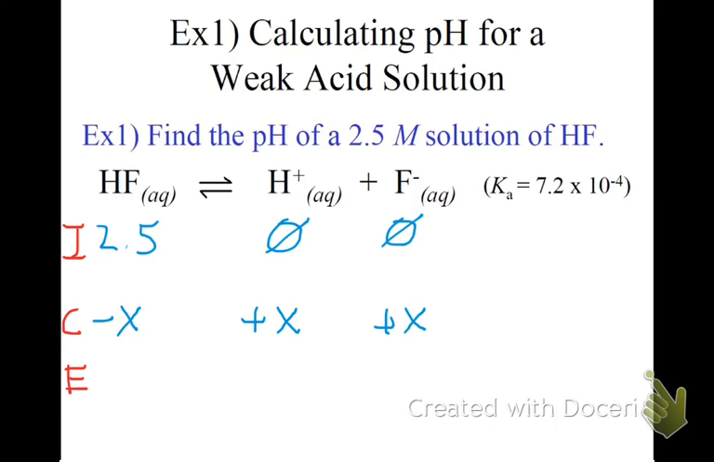Now all 3 of those numbers will be the same. They'll be the same magnitude, just it's going to decrease in the case of HF, and it's going to increase by that amount in the case of H+ and F-. And since it's all a 1-to-1-to-1 ratio, they're all going to be the same magnitude.